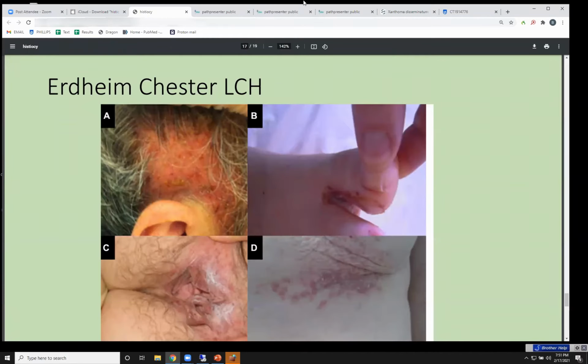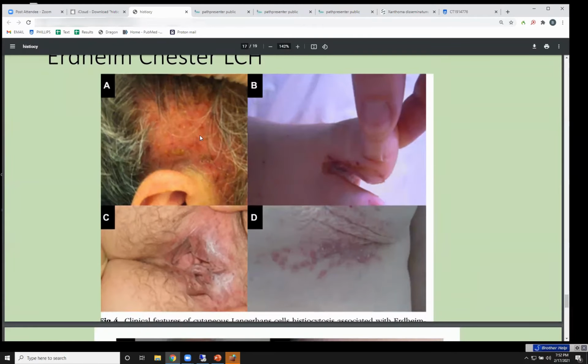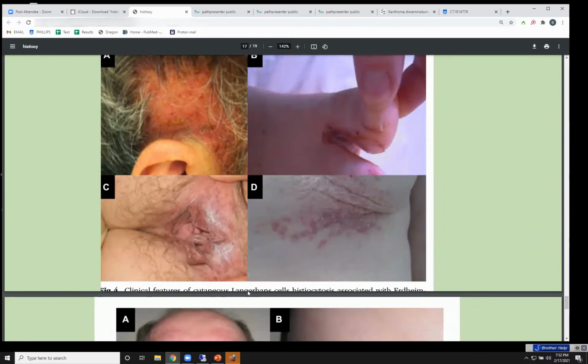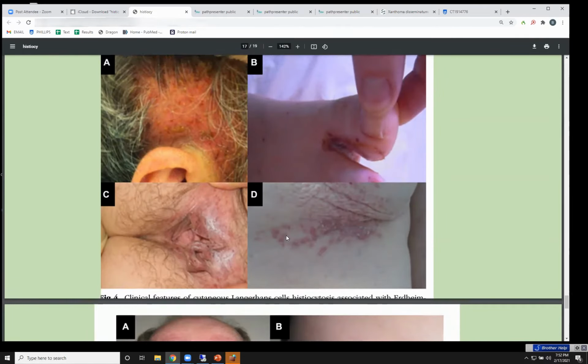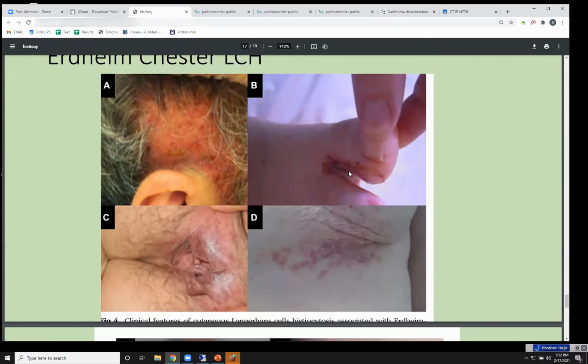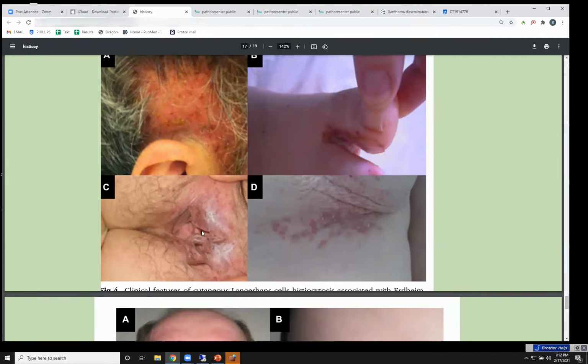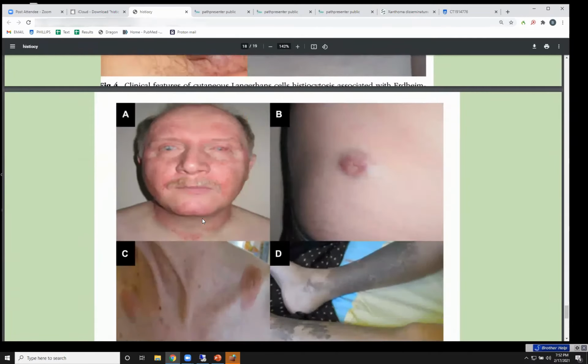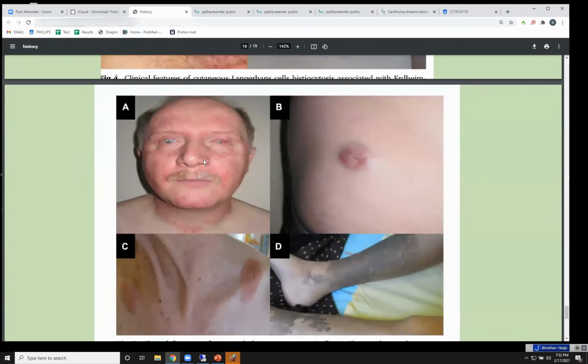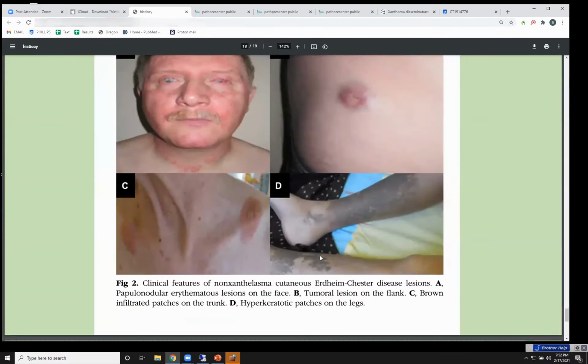And then just for a little bonus, I thought I'd show some recent articles from JAD. This is on Erdheim-Chester disease. It shows this part could be Langerhans cell histiocytosis. And this was Langerhans cell histiocytosis-like lesions in Erdheim-Chester. Here's between a web space of the foot. Here you can see perianal, and this is intertriginous areas, the scaly erythematous plaques. So that could be Langerhans cell histiocytosis. This patient had xanthelasma, so that's always a clue for Erdheim-Chester. And he had tumoral lesions on the flank as well.